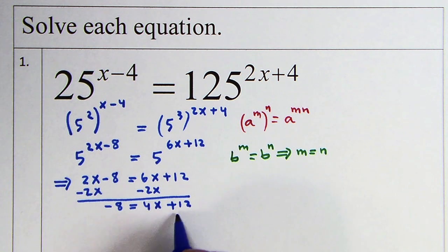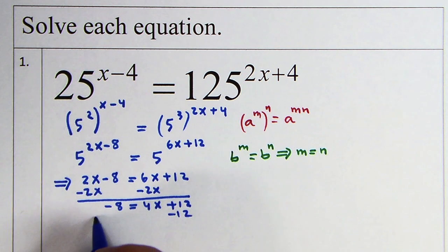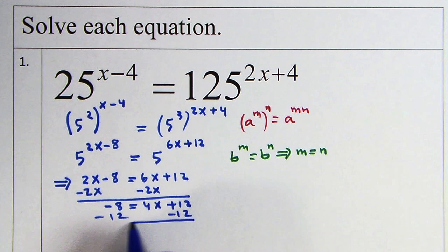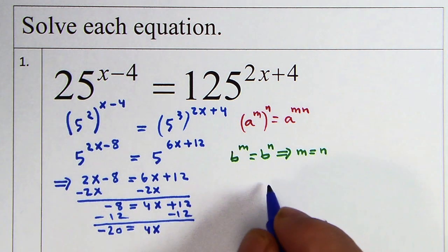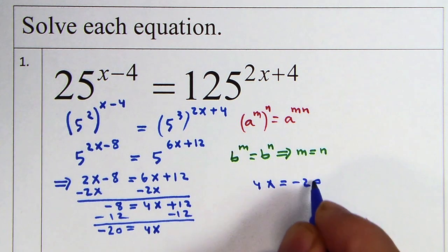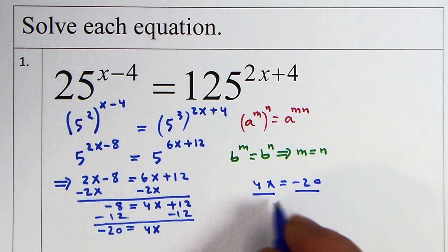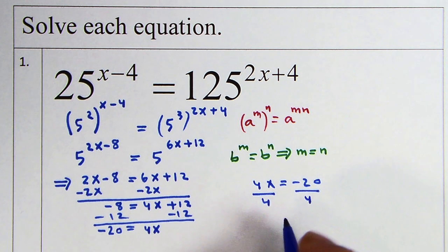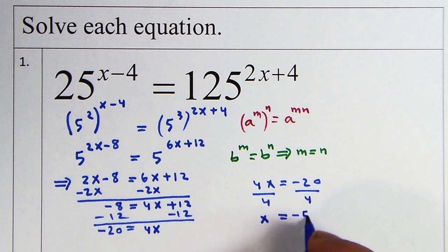Subtracting 12 from both sides, we get 4x equals negative 20. Dividing both sides, let's write it right here. 4x equals negative 20. Divide both sides by 4, we get x equals negative 5.